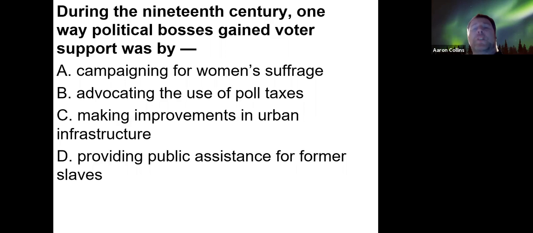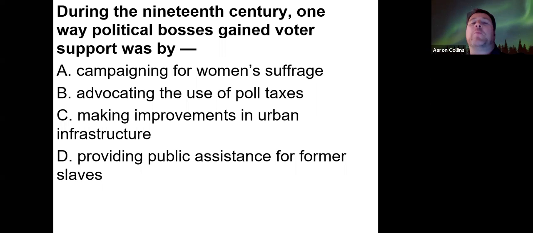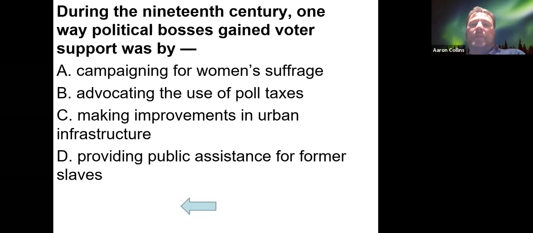During the 19th century, one way political bosses gained voter support was by what? Okay, remember what I said, 19th century, that's the 1800s. Okay, had nothing to do with women's suffrage, had nothing to do with poll taxes, had nothing to do with slaves. The answer is C, making improvements in urban infrastructure. So streets, sewers, bridges.